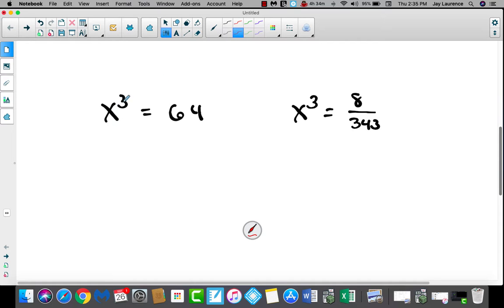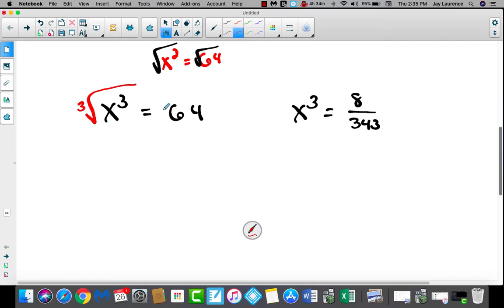Well, I have x cubed equals 64. How do I undo a power? With a root. Did I mention I undo powers with roots? But I don't want to take the square root of both sides, because that's not a square. If it was x squared equals 64, you bet your boots I would have taken the square root of 64, right? But in this case, I'm taking the cube root.